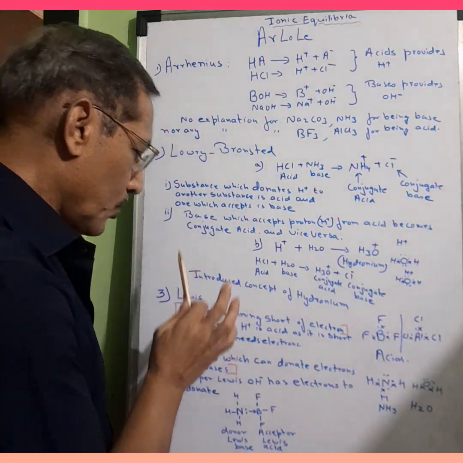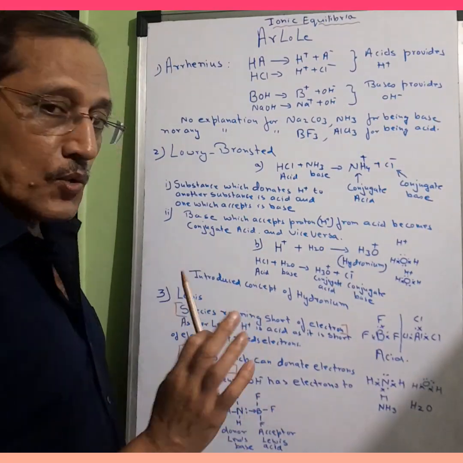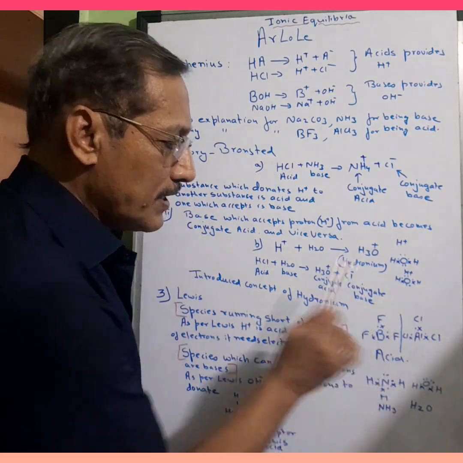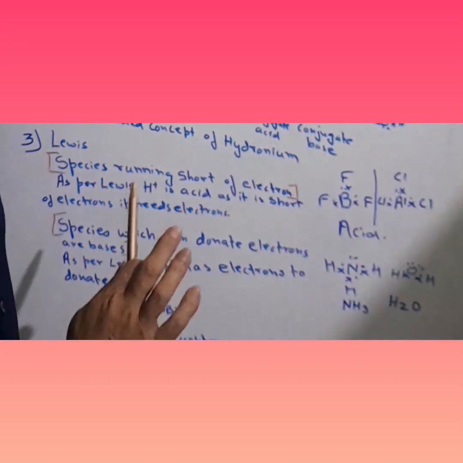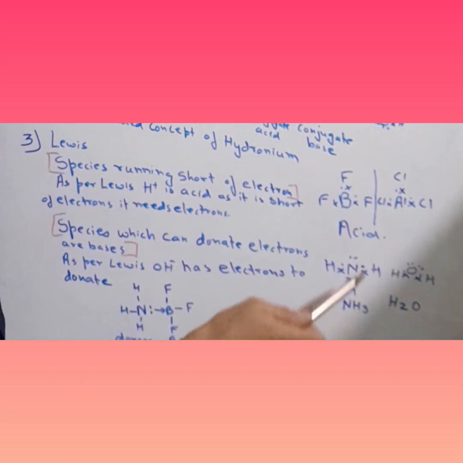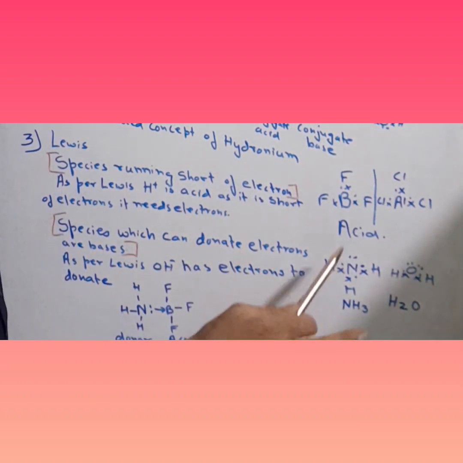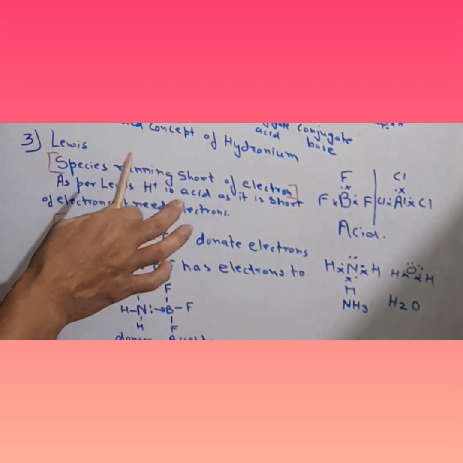Now let's understand what Lewis has to convey. Now it's about species. Lewis told that BF3 and aluminum chloride do not provide H+. In spite of that, we call them acids. Same story with ammonia and water: they do not provide any OH−, but we call these bases. Why? Now the explanation goes this way.